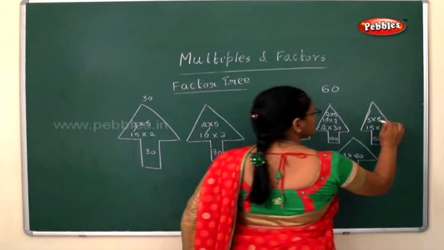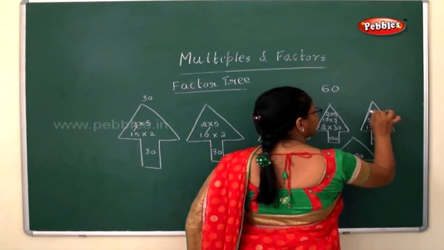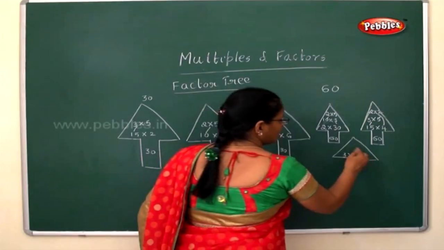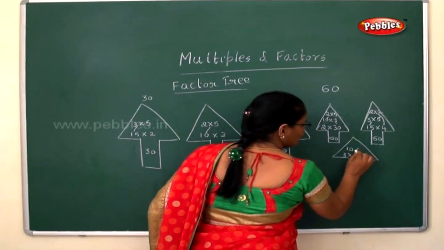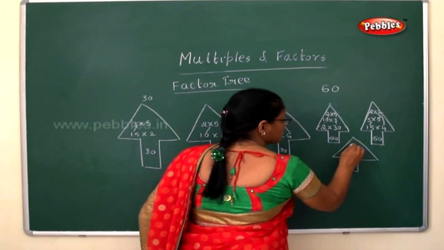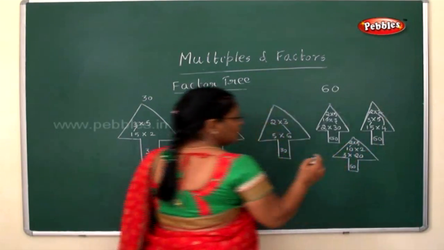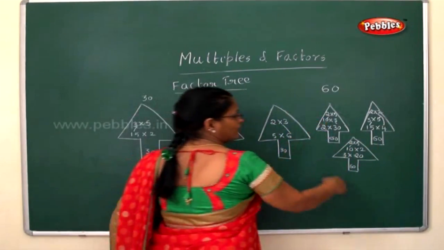Now this 4 can be written as 2 twos are 4. Now this 20 can be written as 10 twos are 20. Now again this 10 can be written as 2 fives are 10. So this is what you call a factor tree.